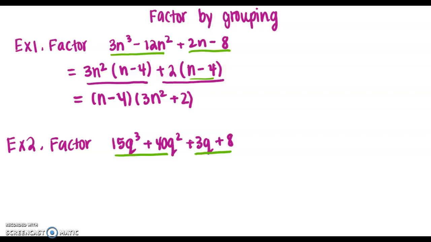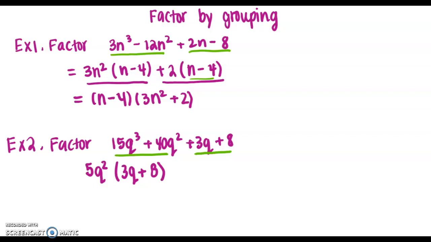So 15 and 40, I know the GCF is 5. And then as far as the variables, I could factor out 2 of the q, so that would be q squared. And then you do 15 divided by 5, that's 3. If you took out 2 q's, you would be left with q. And then 40 divided by 5 is 8. And you took out both of those q's, so you're not left with anything.